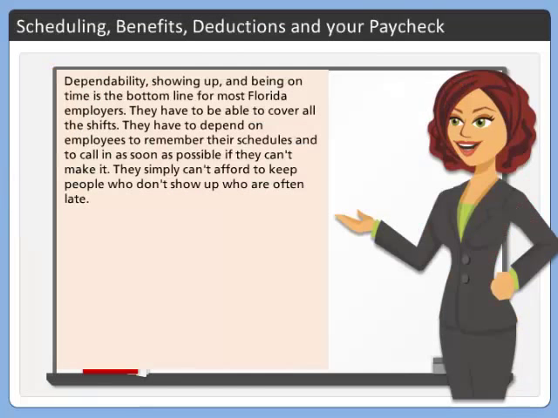Scheduling, benefits, deductions, and your paycheck. Dependability, showing up, and being on time is the bottom line for most Florida employers. They have to be able to cover all shifts. They have to depend on employees to remember their schedules and to call in as soon as possible if they can't make it. They simply can't afford to keep people who don't show up or who are often late.